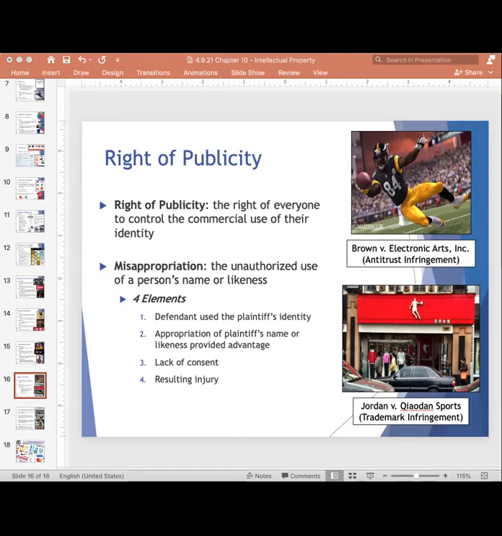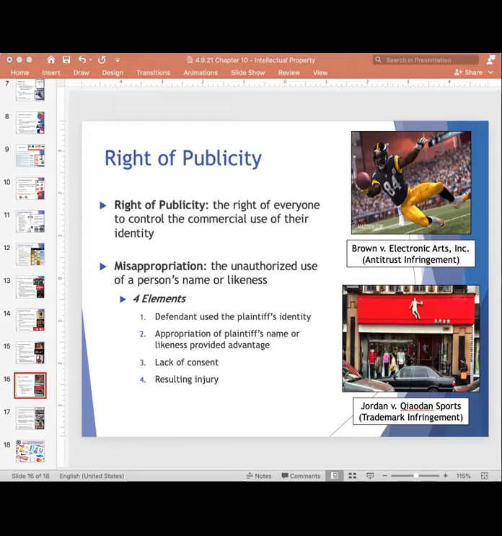For a misappropriation right of publicity complaint, the plaintiff would have to prove that the defendant is using the plaintiff's identity, that there was a misappropriation in which the defendant was gaining some type of economic advantage for using the plaintiff's name, image, or likeness. There wasn't consent, so it was definitely unauthorized, and it resulted in injury. Typically, for a right of publicity complaint, we're focused on economic injury, not psychological injury due to the invasion of privacy. The examples that you see on this slide are major cases in sport.